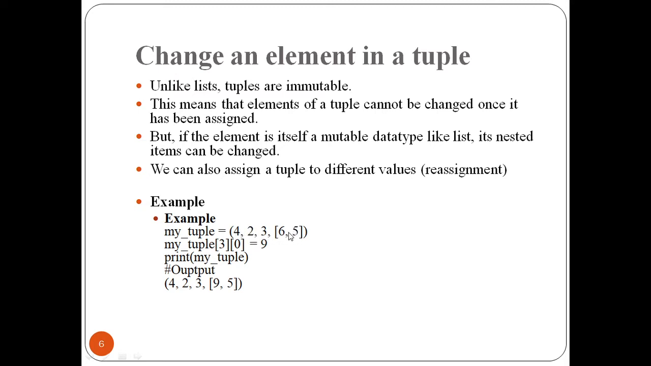That's where we say changing the element 6, 5. In the tuple, at index 3, 0, I am changing 6 to 9. So my new tuple will become 4, 2, 3, 9, 5. We'll see each and everything in practical mode in our terminal editor.